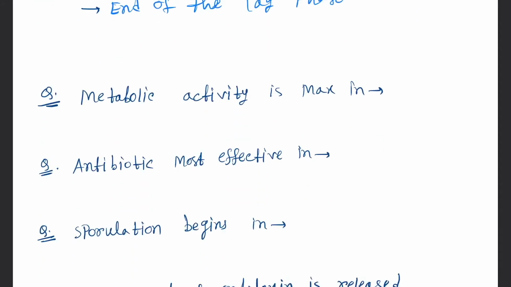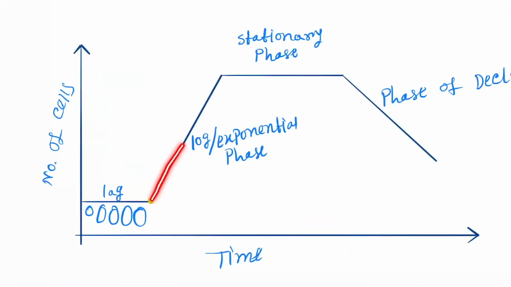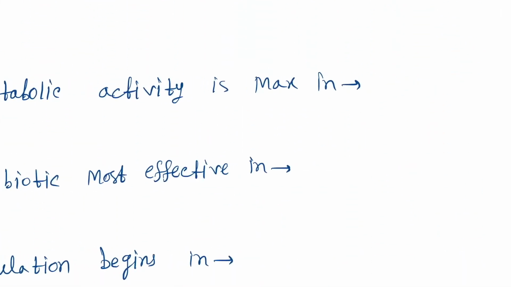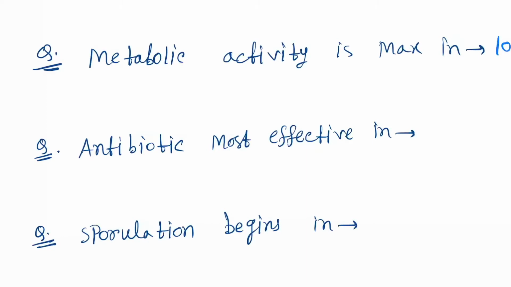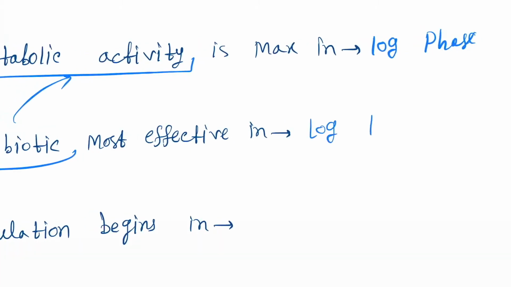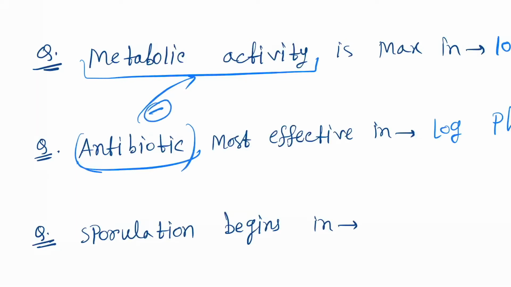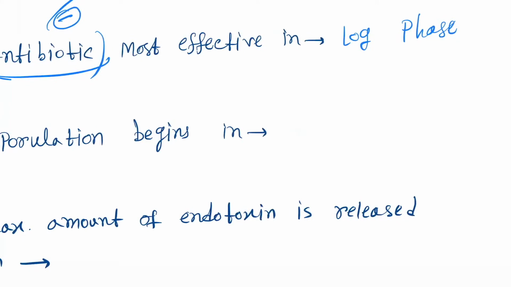Now metabolic activity is maximum at, so metabolic activity, that is here, log phase. Metabolic activity is in the log phase. Now, antibiotic most effective. Here you can see metabolic activity is maximum, so antibiotic will be effective here. So the answer will be log phase. Antibiotic will stop the metabolic activity. Next is sporulation begins in stationary phase.